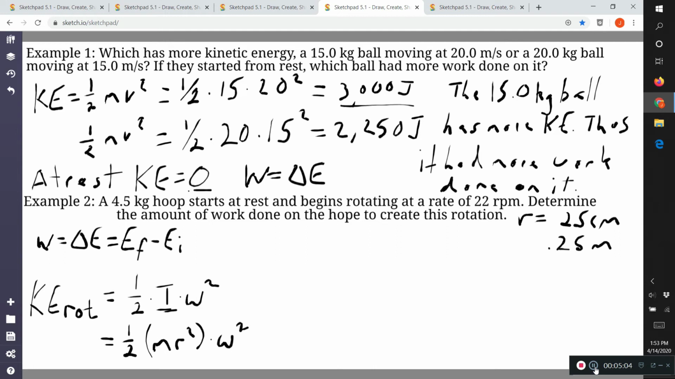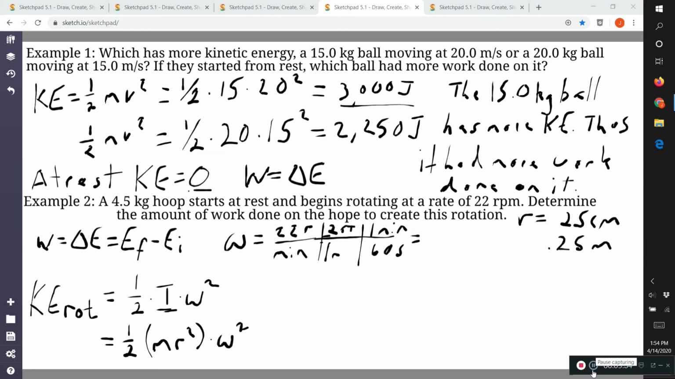So, remember that one rotation is 2 pi. If it's 22 rotations per minute, we're converting that. One rotation is 2 pi radians. And 1 minute is 60 seconds. Do that conversion and we will get, to keep it clean, 11 pi over 30.